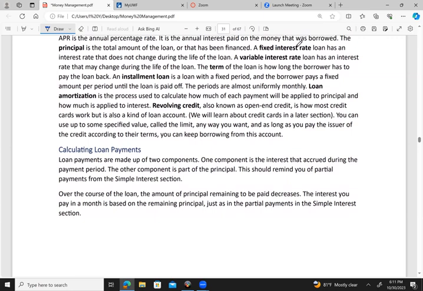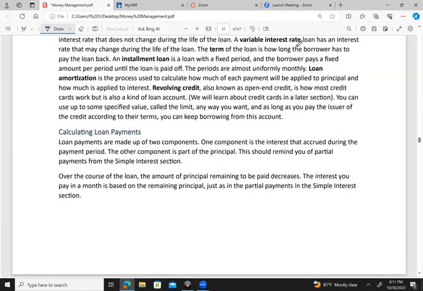An installment loan is a loan with a fixed period, and the borrower pays a fixed amount per period until the loan is paid off. Periods are almost uniformly monthly. Loan amortization is the process used to calculate how much of each payment will be applied to principal and how much is applied to interest.